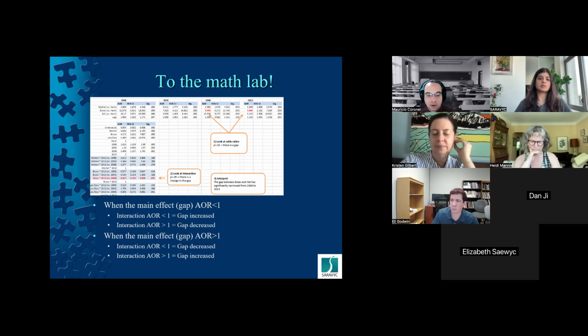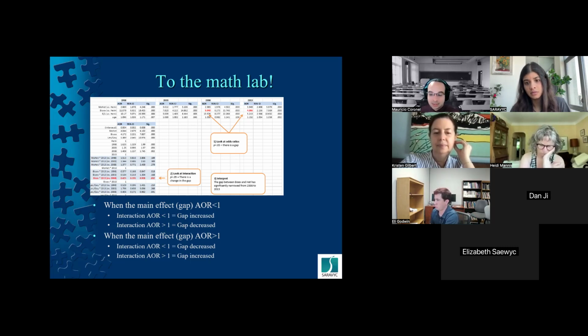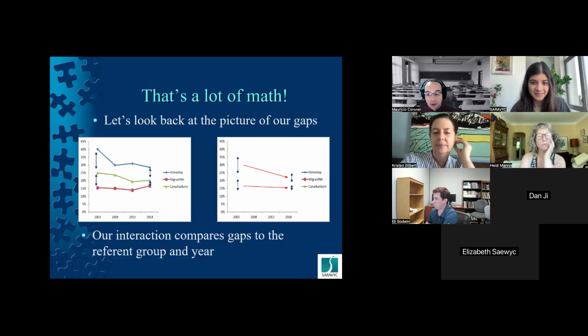If the odds ratio of the main effect is smaller than 1, so a fractional number, and the odds ratio of the interaction is bigger than 1, we have a decrease in the gap, and vice versa. If it's a main effect smaller than 1, but the interaction is also smaller than 1, we have an increase in the gap, and so on. Again, that is a lot of math.